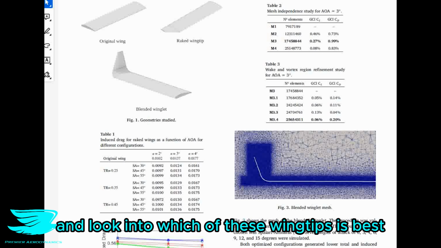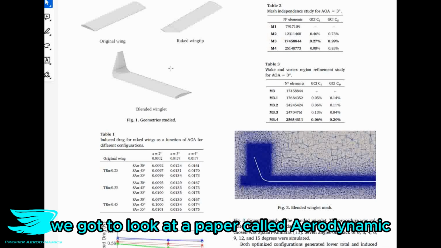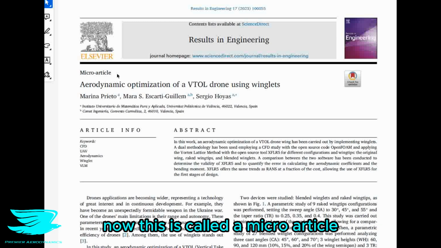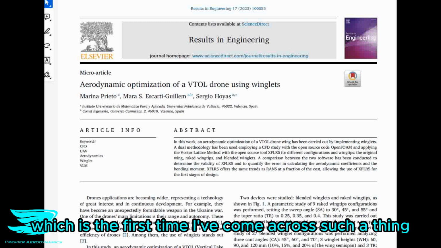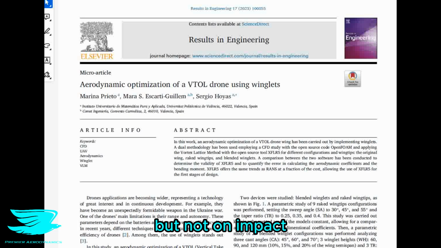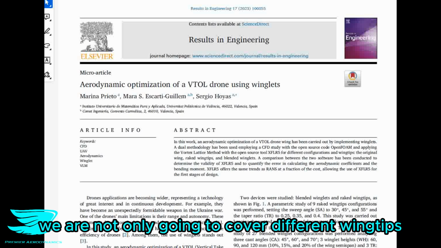And to look into which of these wingtips is best, we're going to look at a paper called Aerodynamic Optimization of a VTOL Drone Using Winglets. Now, this is called a micro article, which is the first time I've come across such a thing, and I can say that it might be small in size, but not in impact. And I just made that catchphrase up, so I think Elsevier, the publisher here, should use it and pay me royalties.